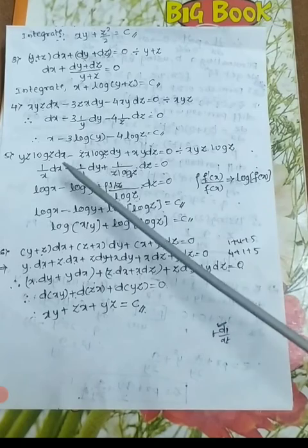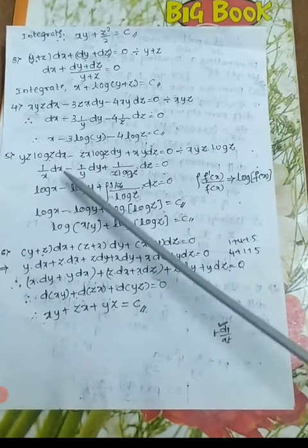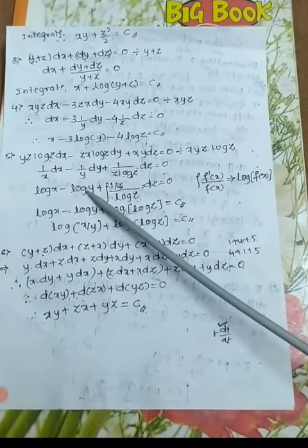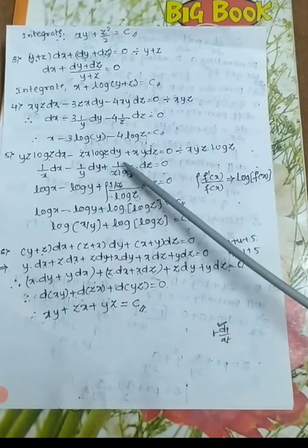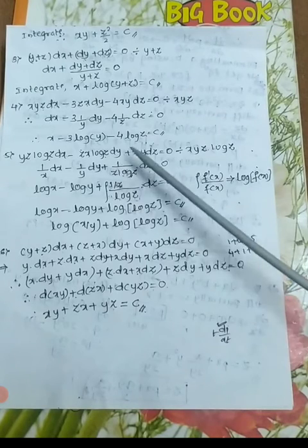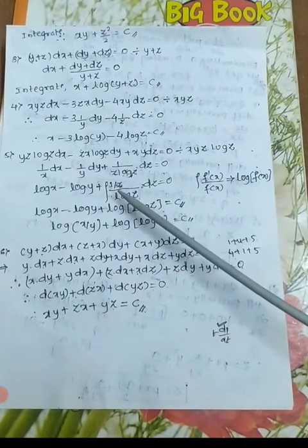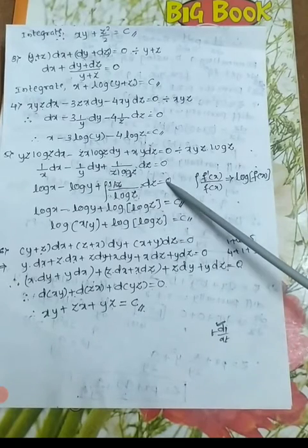Okay, now see here, the integration of 1 by x is what? Log x. Minus, the integration of 1 by y is what? Log y. Plus, see here it is in the form of 1 by z log z. Okay, 1 divided by z can be rewritten by taking it in the numerator. What do you get? Integration of 1 by z divided by log z into dz equal to 0.